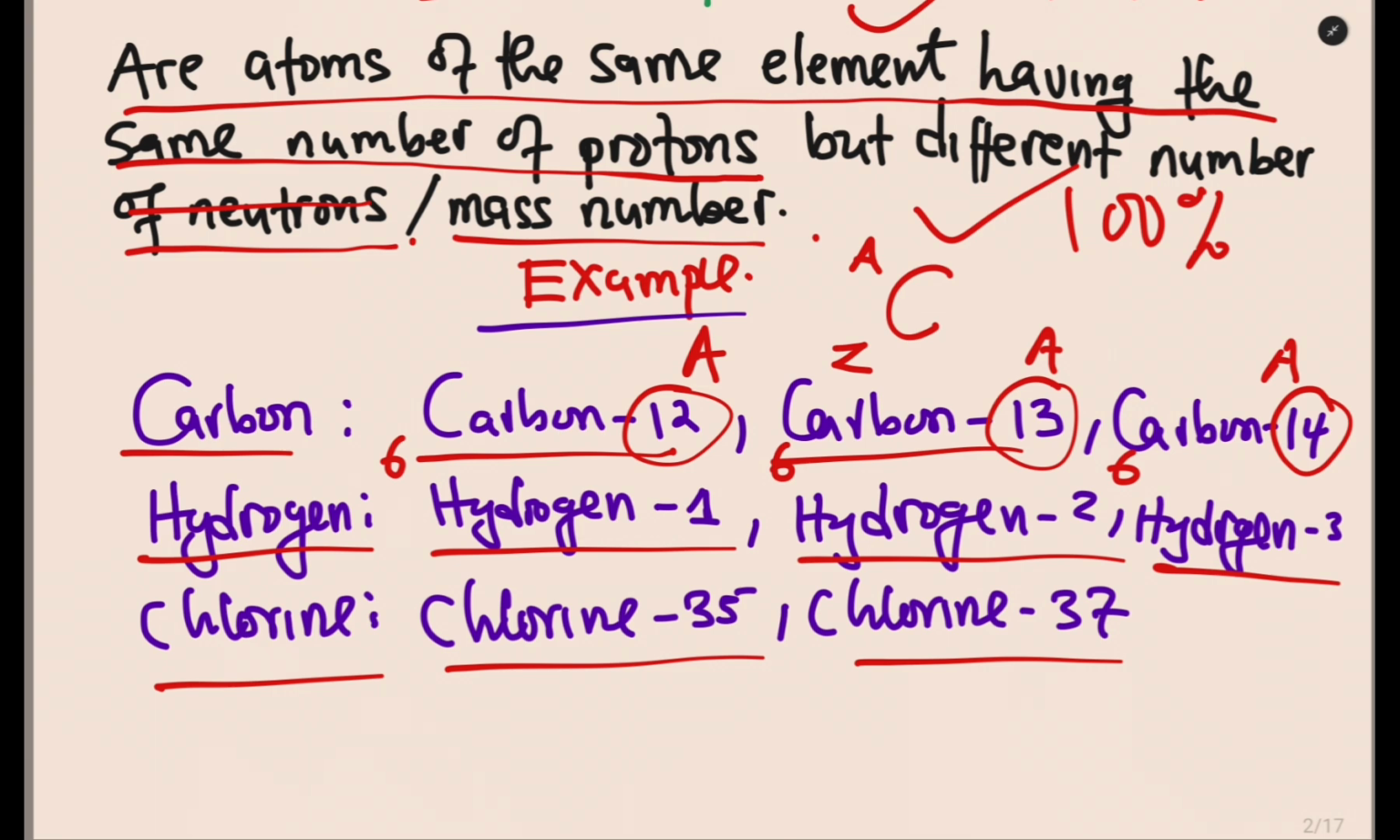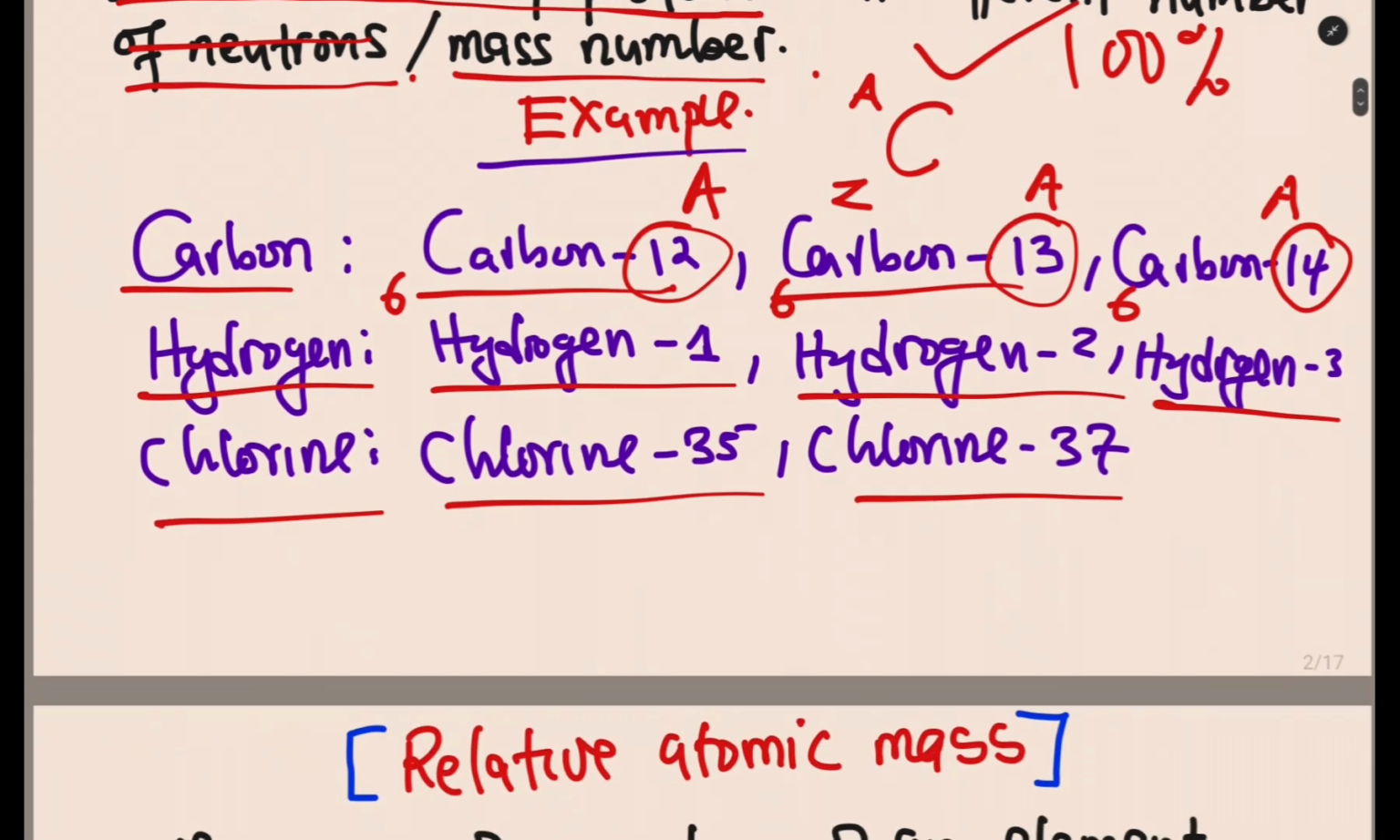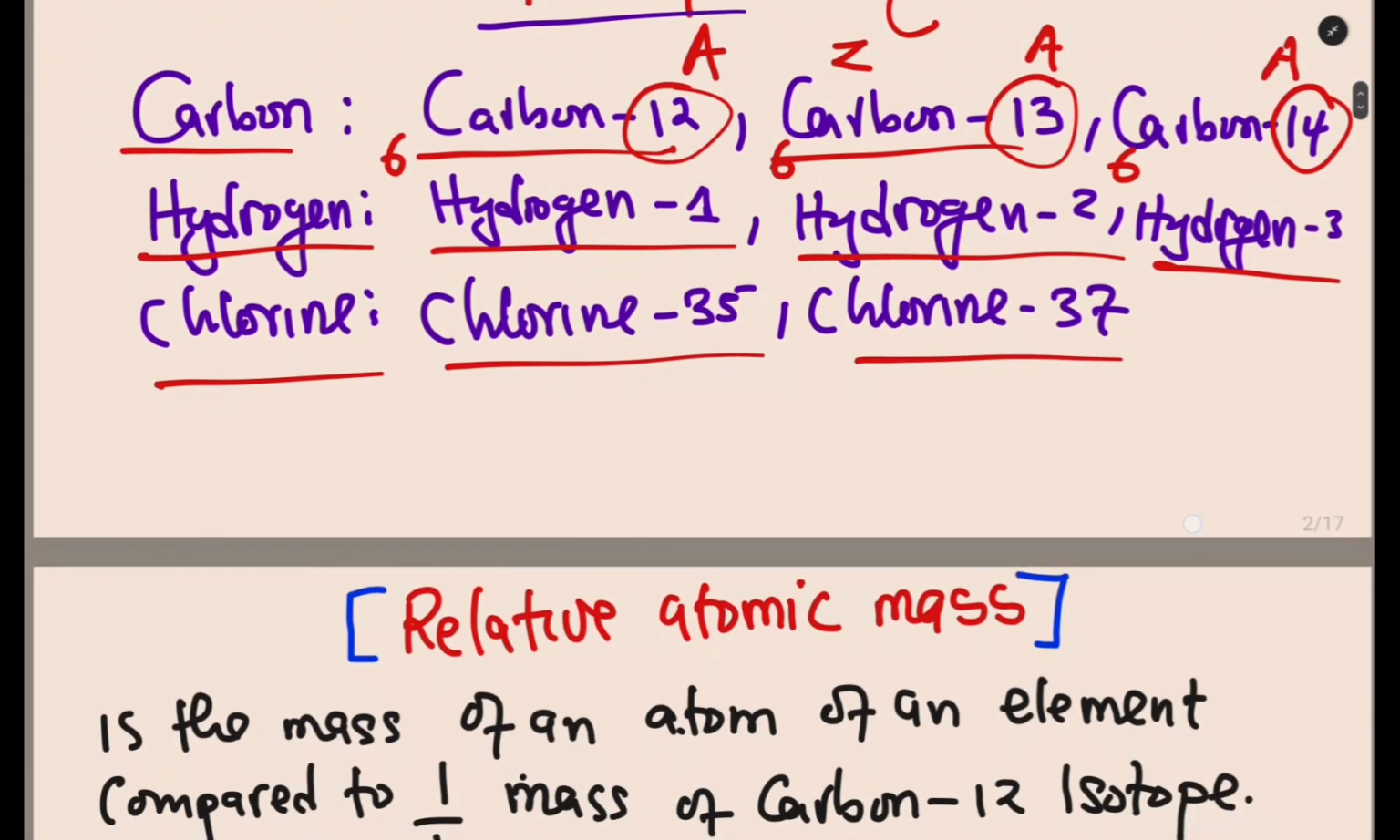Okay, and you should be able to explain why the mass number or the relative mass number of the elements on the periodic table are not exactly whole numbers. You should be able to answer that question even as you go through this part. All right, so let us advance further and look at relative atomic mass.